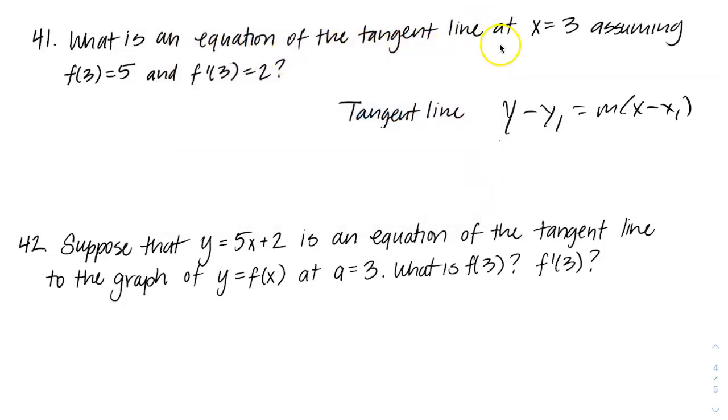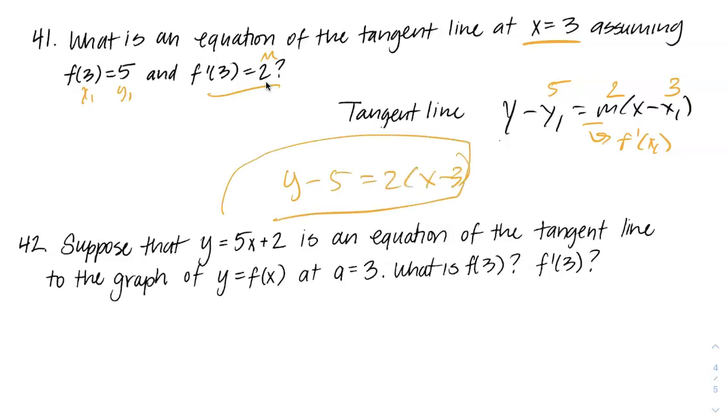Look what it's asking you. At x equals 3. Okay, there's my x1. What's my y1? Well, right here. When you type in x, you got 5. So my y1's 5. Okay, what's my m? That's the derivative at x1, right? Well, they tell you that. It's 2. Oh, there's my m. So my problem's done? Yeah. So there you go.